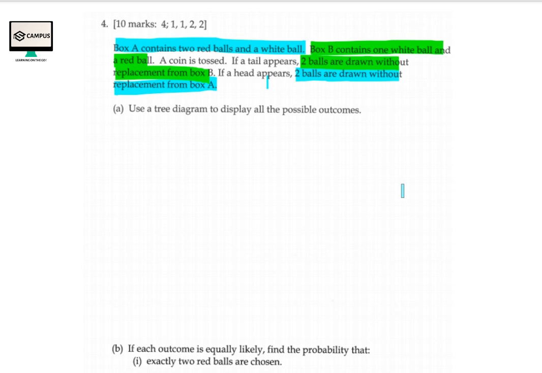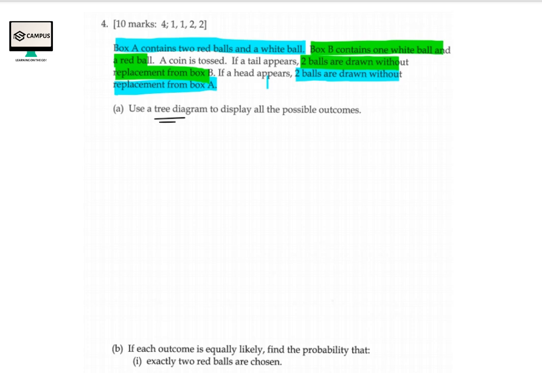So for part A, we have to draw a tree diagram. Another important thing to note here is that we are doing it without replacement. Without replacement means that whenever we draw a ball, we keep it to the side. We do not just place it back into the bag again. All right. That's an important detail, and it can significantly alter the course of action of your solution. So let's start with the tree diagram.